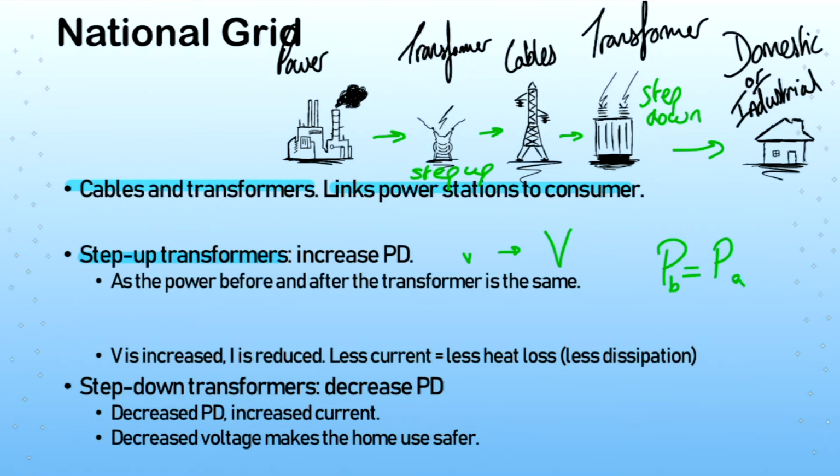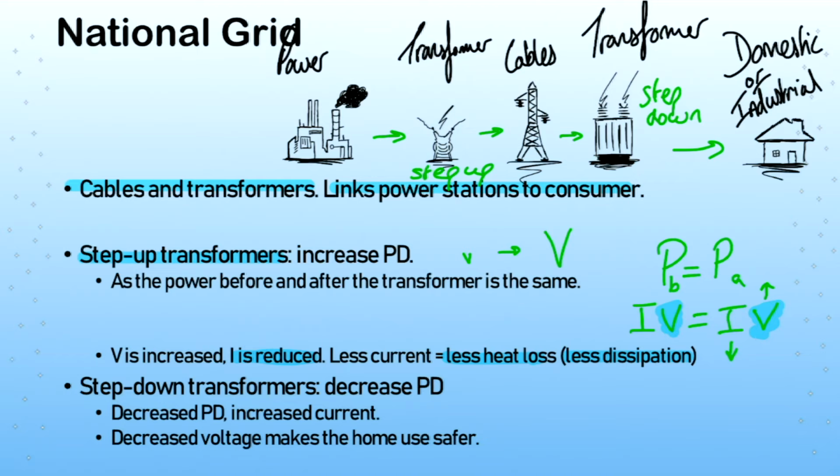Now, if we go back to our definition of power in terms of current and voltage, we could say that the I times V before is equal to the I times V afterwards. So if we're increasing the voltage, if we're turning this up, and it has to be equal on the other side of the equation, then the current must be decreasing. As a result of reducing the current, we have less heat loss, so less dissipation of heat, because it's facing less resistance, if you like.